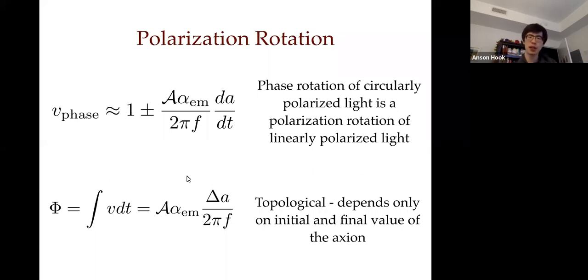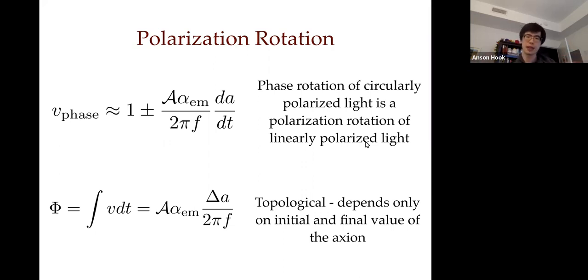And at this point, I'm going to make a slight transition from circularly polarized light to linearly polarized light. Basically, in nature, it is difficult to get circularly polarized light. So in practice, you have linearly polarized light. And so the question is just, how does this change affect linearly polarized light?